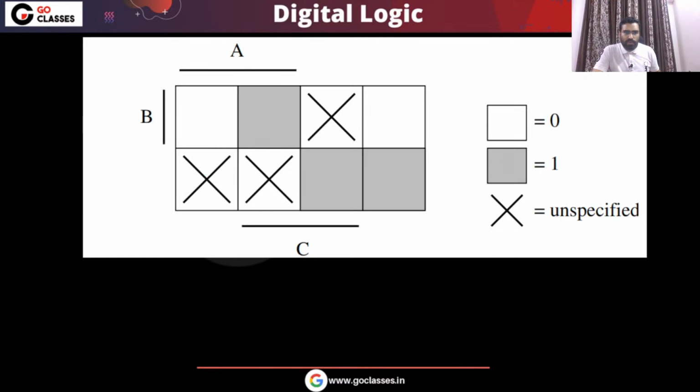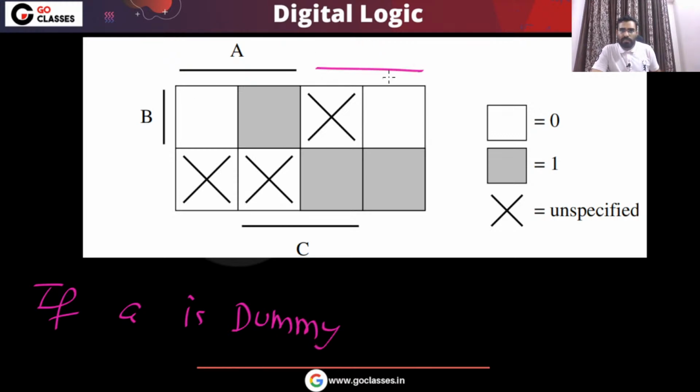Similarly, if A is dummy, then what should happen? Remember, this is the area of A, this is the area of A bar. If A is dummy, then this must be same as this. Next, this must be same as this. Similarly, this must be same as this, and this must be same as this.